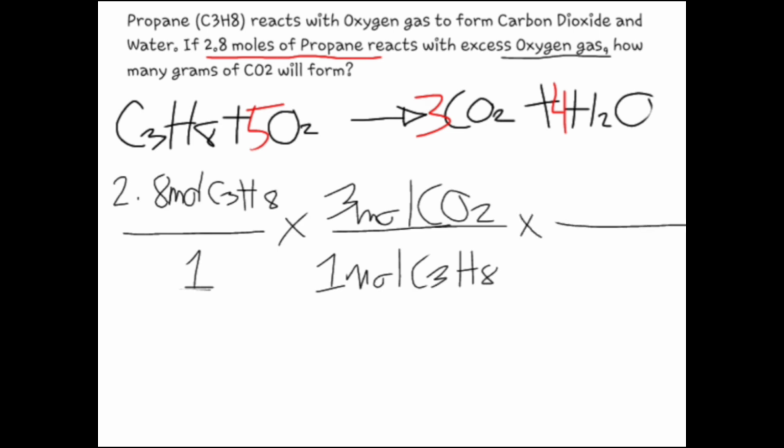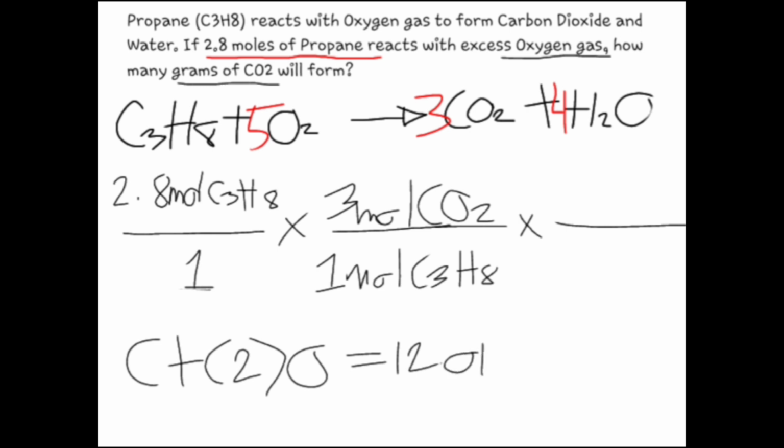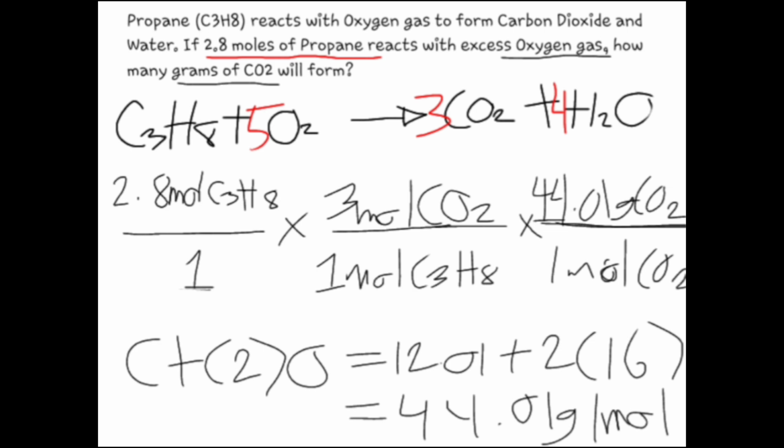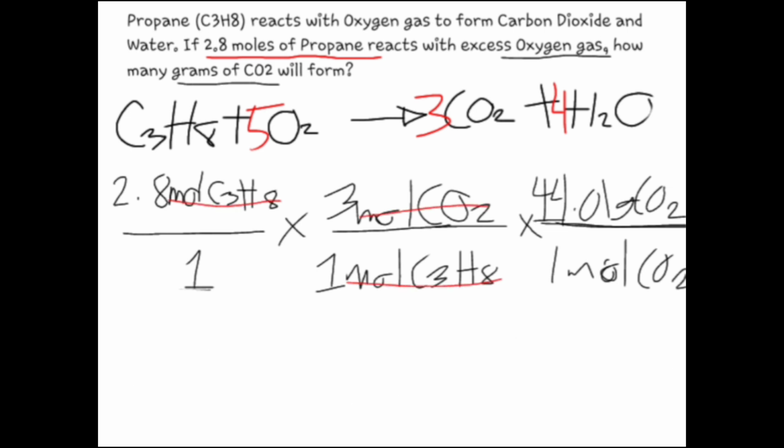We will now convert the moles of carbon dioxide to grams of carbon dioxide, so we will need the molar mass of carbon dioxide. We have 12.01 carbon plus 2 times 16 for oxygen. It is equal to 44.01 grams per mole. 44.01 grams of carbon dioxide has 1 mole of carbon dioxide. We can cancel the mole of propane and the mole of carbon dioxide.